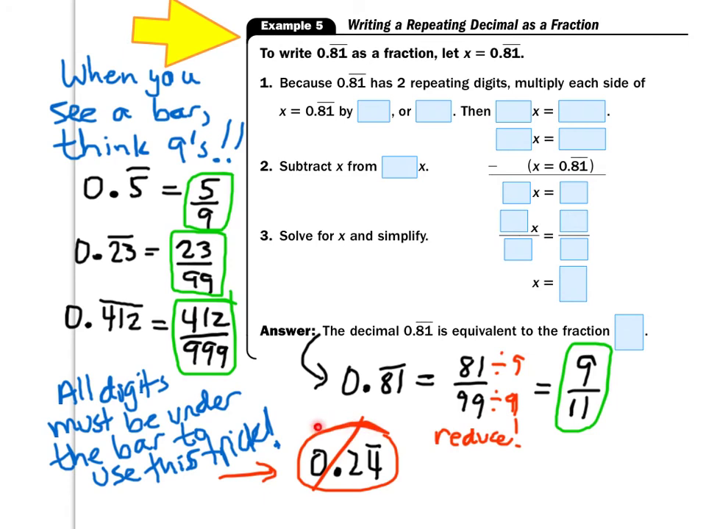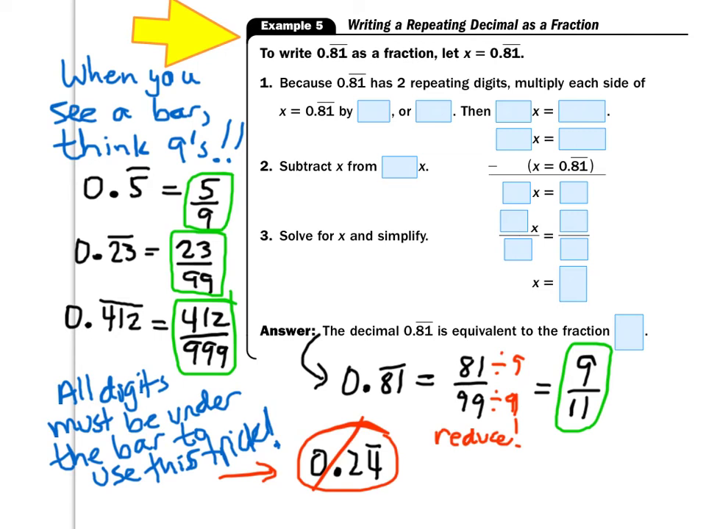So I want to make this really clear. See this 0.24 with a bar over the 4 only? Because the 2 is not repeating and it's after the decimal, you cannot use this shortcut trick, all right? So you can only use this trick if all numbers are repeating after the decimal.